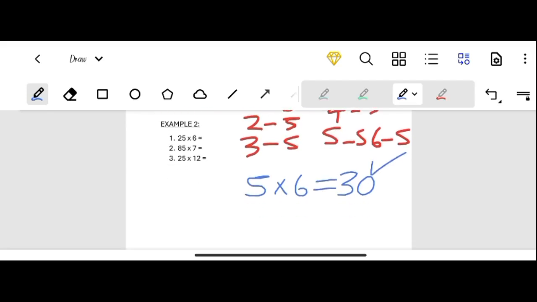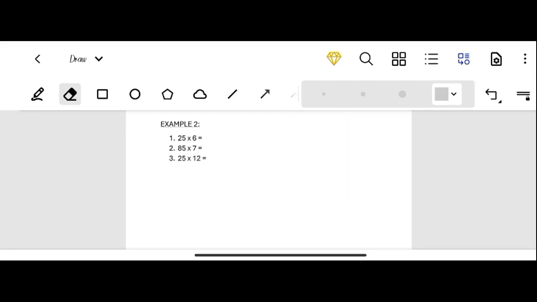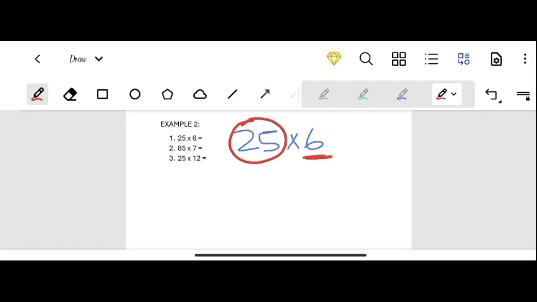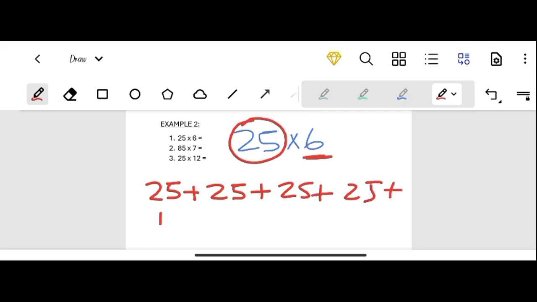So let's say now you are given numbers. In the first one they gave us, okay, we have 25 multiplied by 6. How do I interpret this? I interpret it by saying I have 25 that are repeating 6 times. What am I going to do? I'm going to say I have 25 plus 25 plus 25 plus 25, plus, let me write my plus there. So it's 25 plus 1, 2, 3, 4, 5, 25.